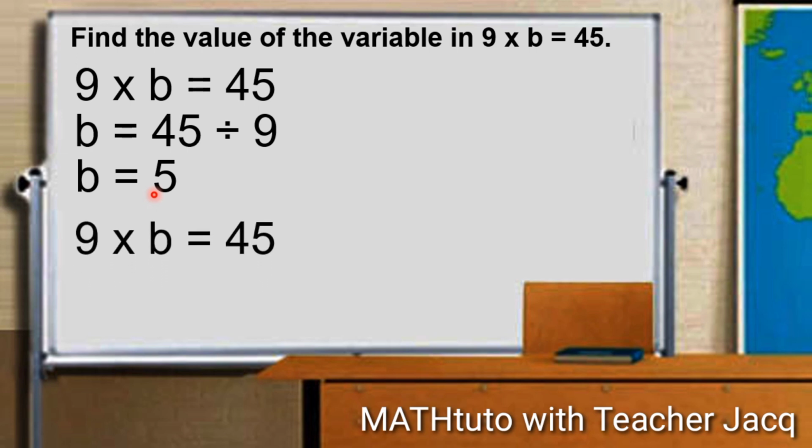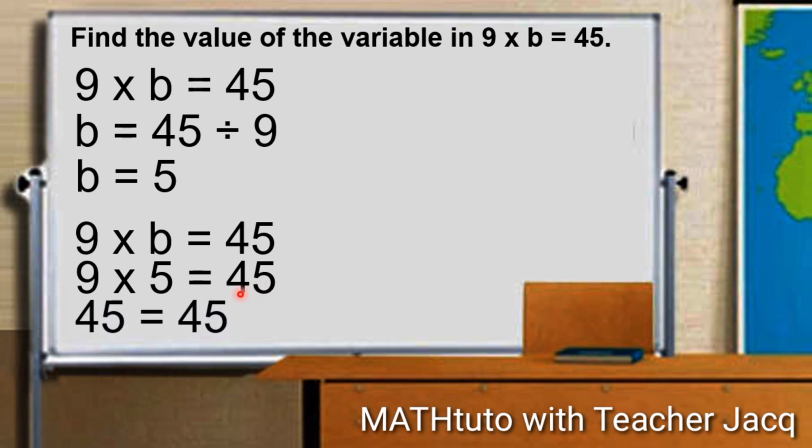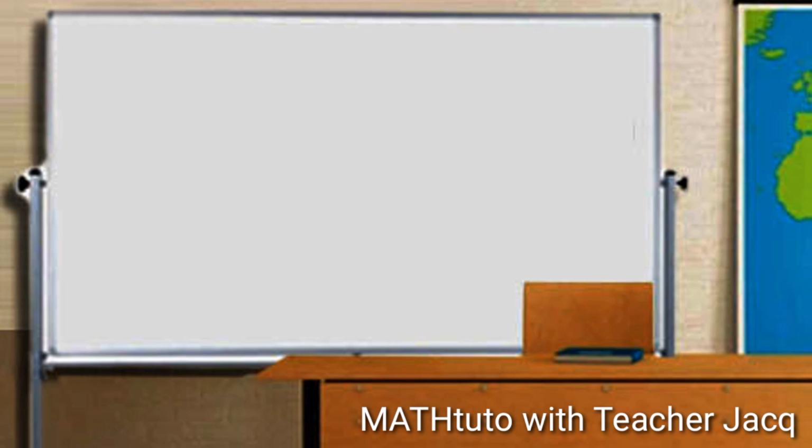Now, let us check. Again, our given is 9 times b equals 45. Let us substitute letter b sa kanyang value na 5. So, meron tayong 9 times 5 equals 45. So, 9 times 5 is 45 equals 45. So, pareho sila. Therefore, yung value ni b sa ating given na 9 times b is equals to 45 ay 5. Let's have our next example.